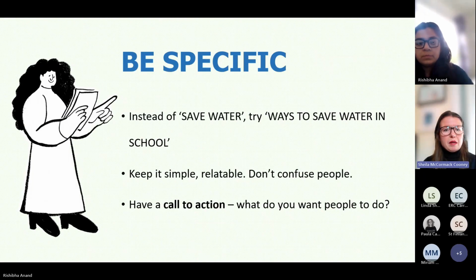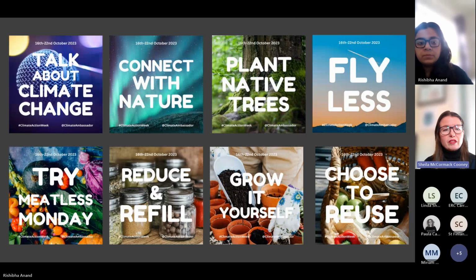Just to give you some examples here, these are examples of climate pledges from our recent Climate Action Week. These are all quite specific and relatable and achievable. Talk about climate change, connect with nature, plant native trees, fly less, try meatless Monday, reduce and refill, grow it yourself, choose to reuse. They're very clear messages.